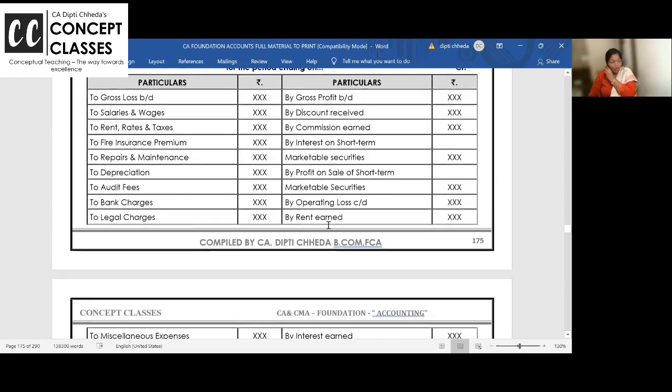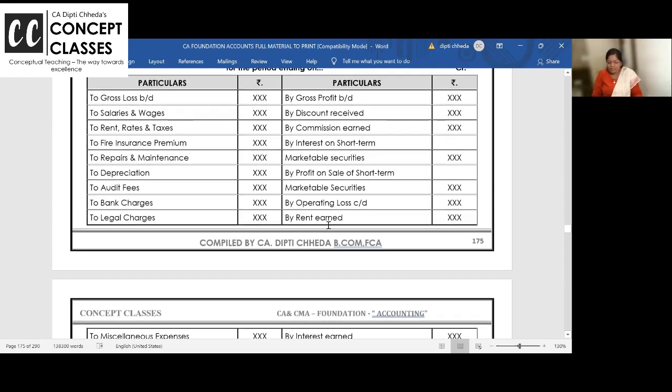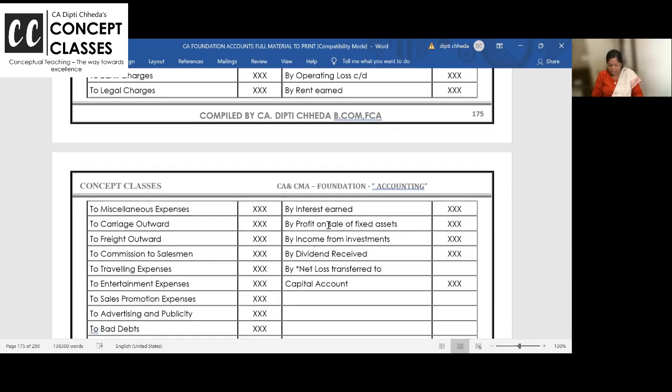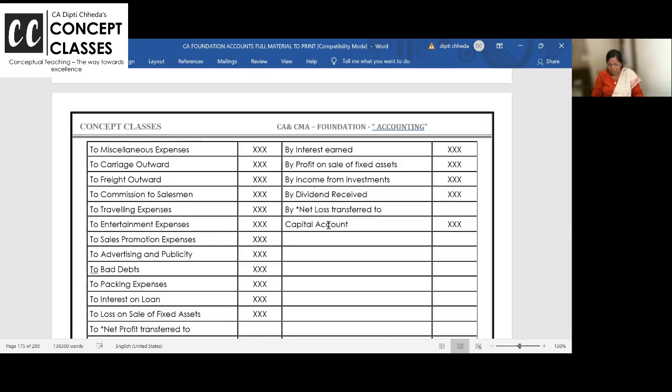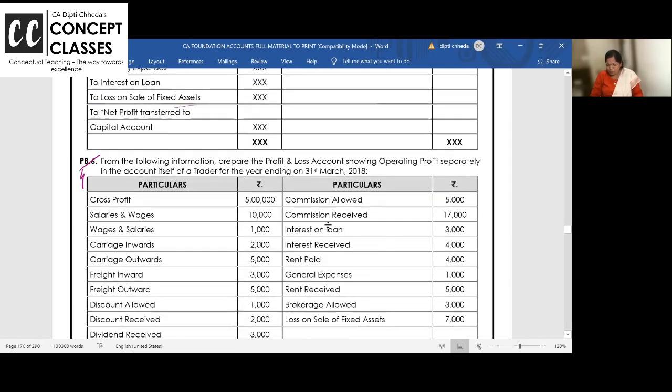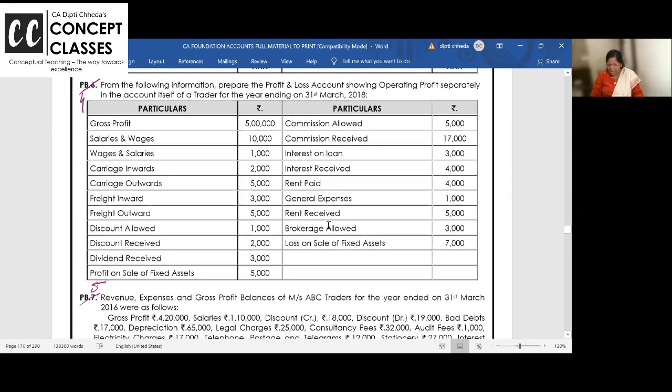And on the debit side, all the expenses will come. Of course, it will start with gross loss, salaries, rent, insurance, repairs, depreciation, audit fees, legal expense, miscellaneous expense, carriage outward, freight, commission, entertainment expenses, promotion, advertising, bad debt, packaging, interest on loan, loss on sale of fixed asset. You know, when you sell a fixed asset, if there's a profit, you write it on the credit side. Loss on the debit side. It's super duper easy how to make the P&L account.